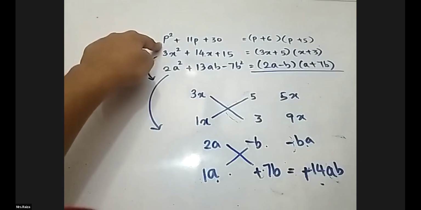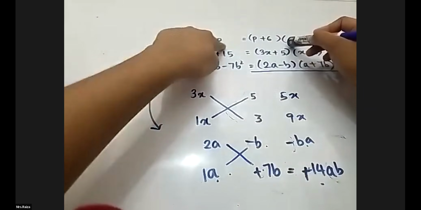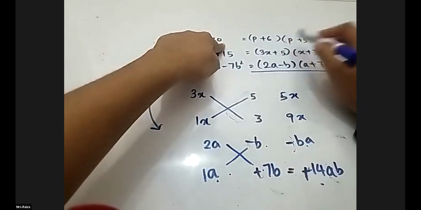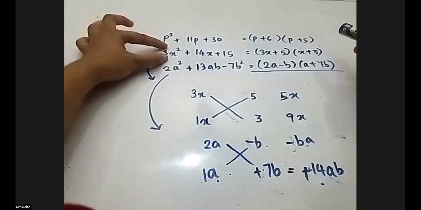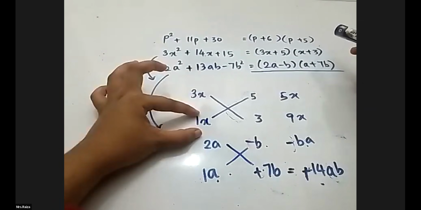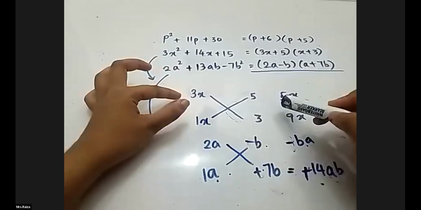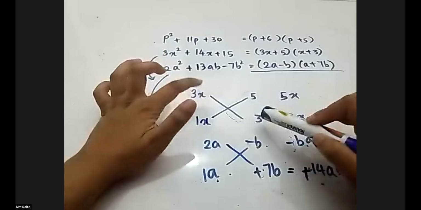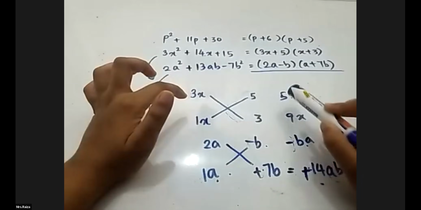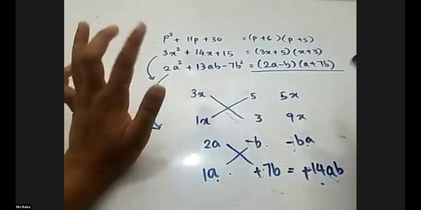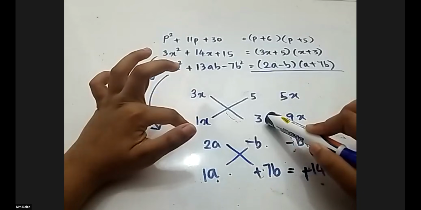Finding factors of this one is easy, right? I taught you earlier. You write p and p. Then you take factors of 30, 6 and 5, plus 6 and plus 5. In this case, you write 3x squared. How is 3x made? 3x into x, 3x squared. Last number 15, 5 into 3. After that, check. 3 into 3 is 9x. 5 into 1 is 5x. 9 plus 5 is the middle term 14. So the factors are 3x plus 5 and x plus 3.